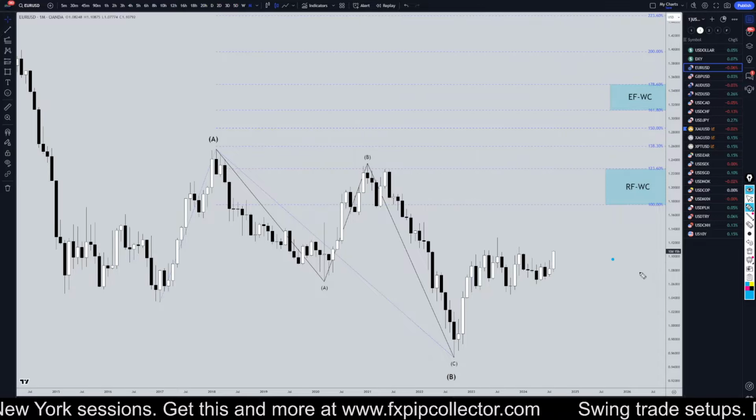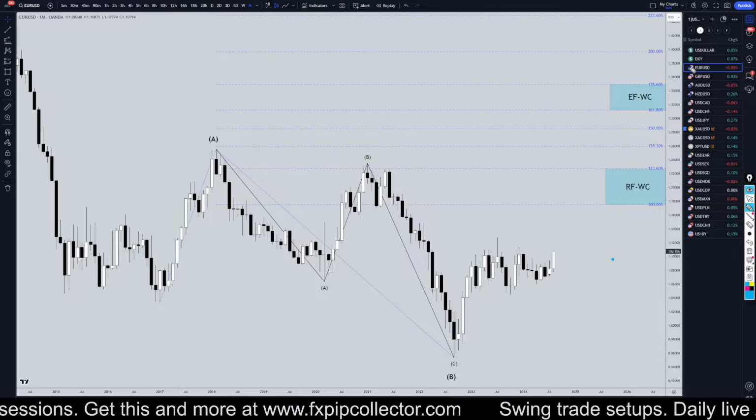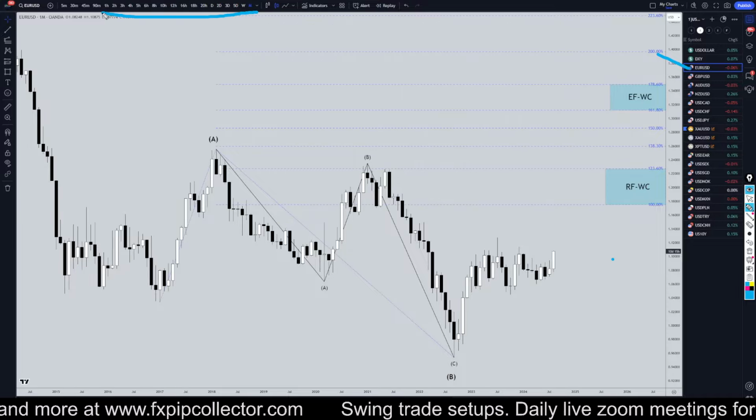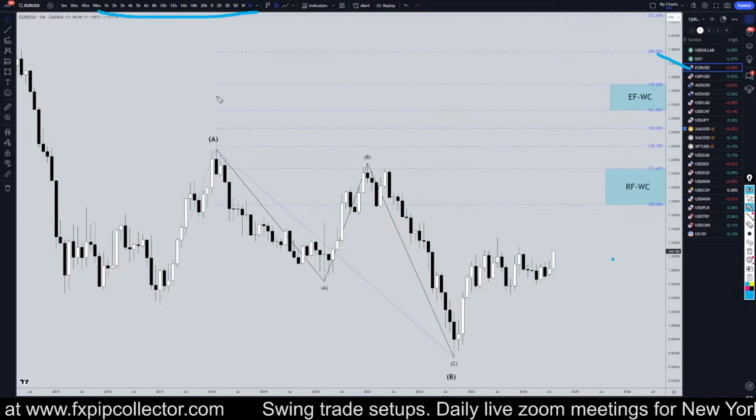Today is Tuesday, August 20th, and I'm going to be analyzing the Euro-US dollar starting on the monthly, working my way all the way down to the 1 hour time frame for the full top-down analysis.